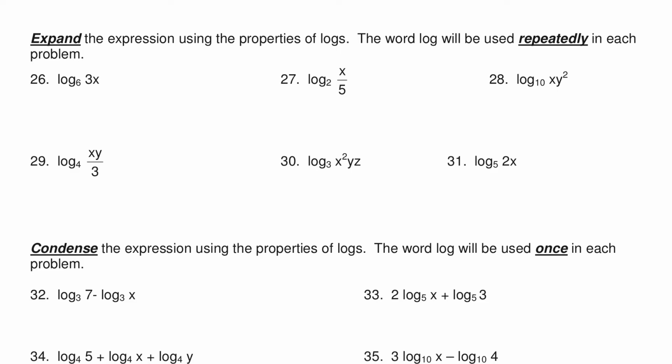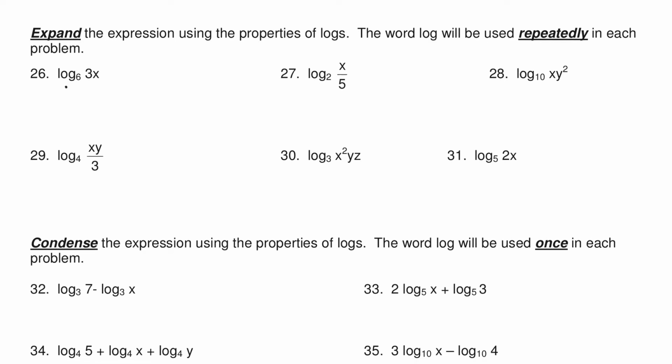For 26, we're going to expand these logs. So for number 26, we want to make it into 2 logs. So you're going to have log base 6 of 3 plus log base 6 of x, and this is called the product property. So this is, just so you know, I'm going to write product property.